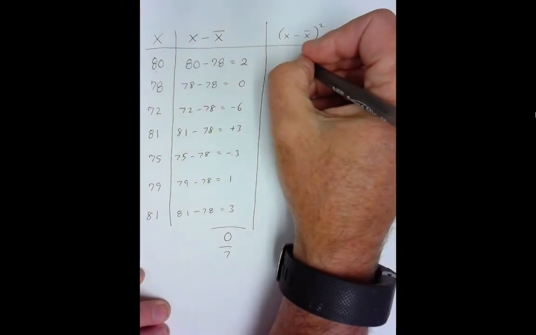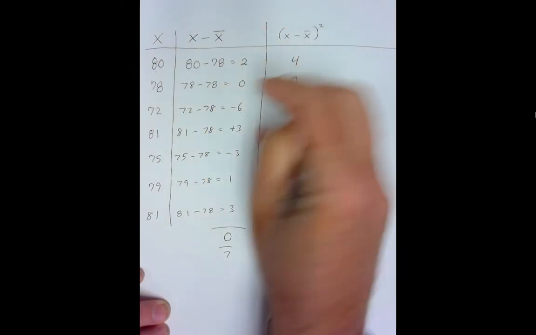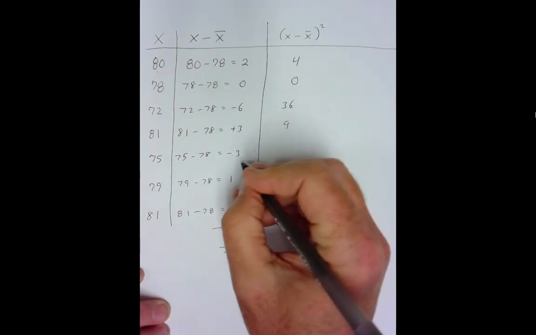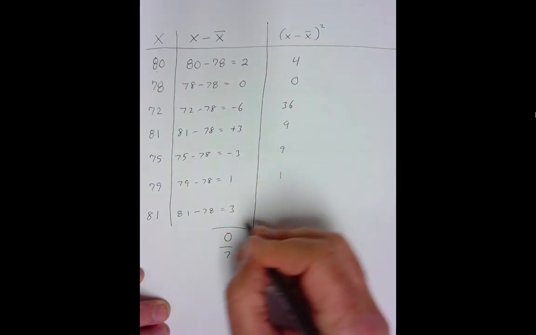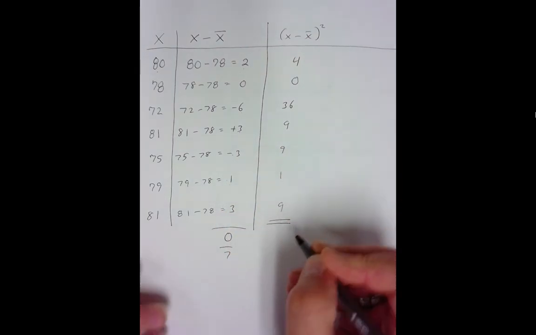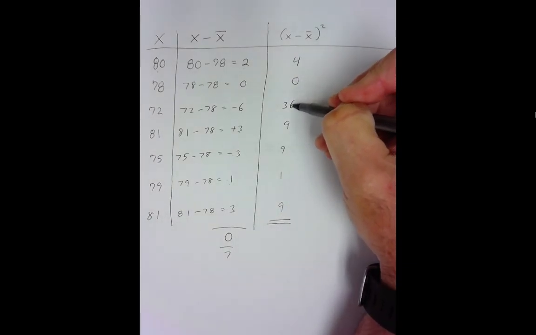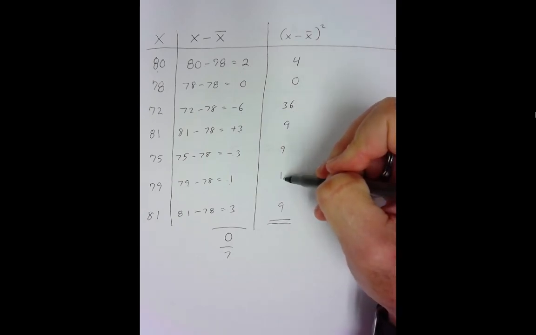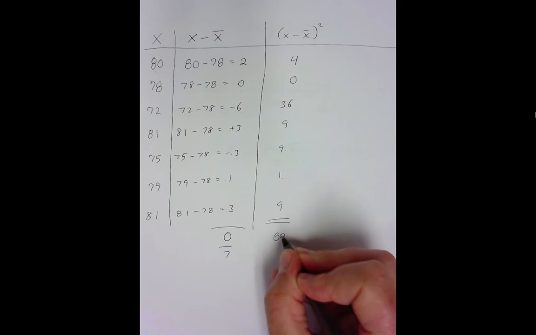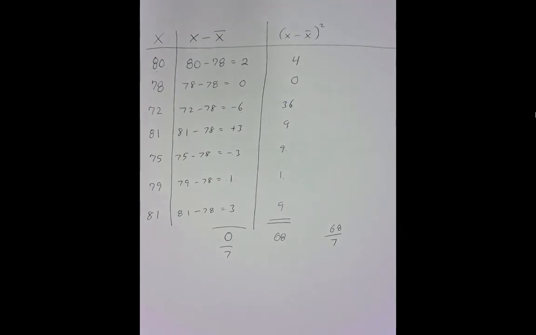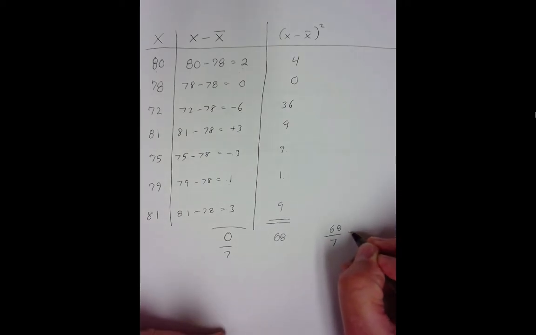What's 2 squared? What's 0 squared? Negative 6 squared, 3 squared, negative 3 squared, 1 squared, and 3 squared. Now, let's sum those up. So we got what? 4, 36 is 40, 49, 50, 68. So 68 divided by 7 gives us 9.71.